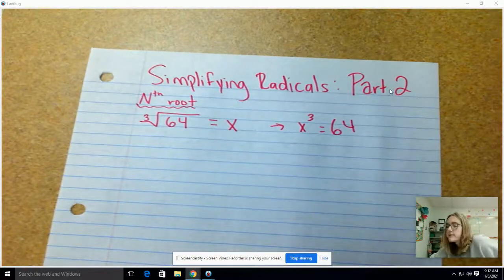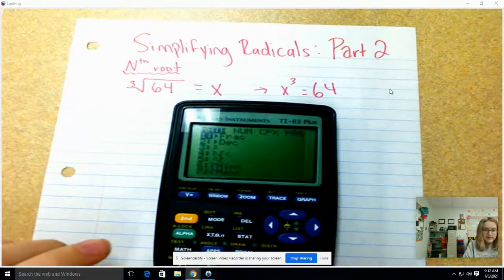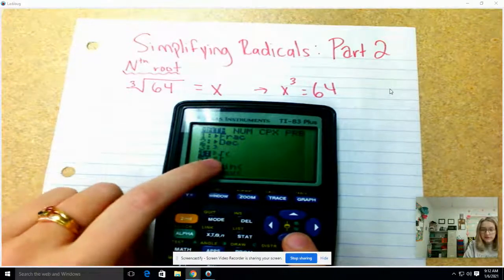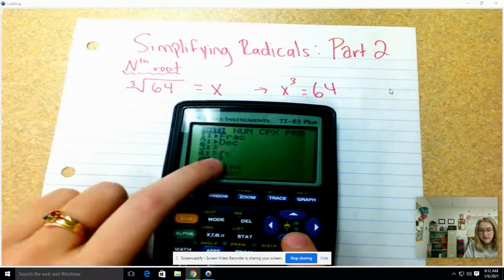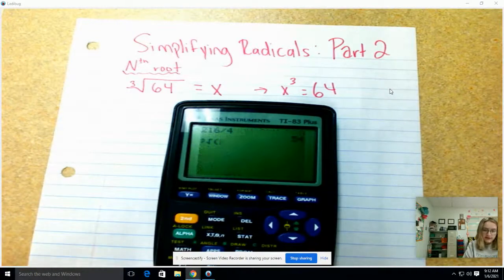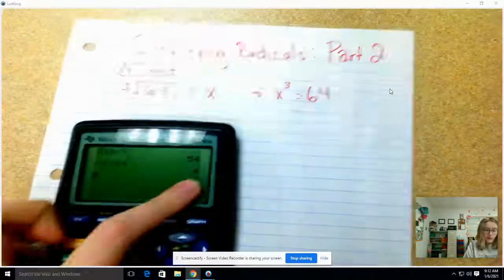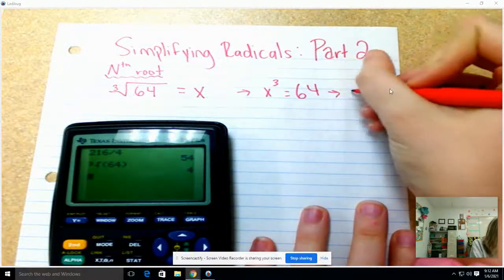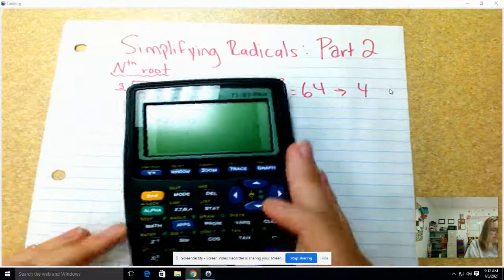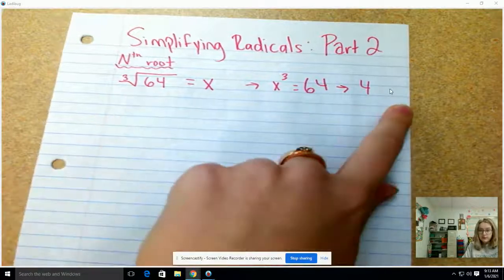In our calculators, it's a good tip to know: if you go to math and then scroll down to number 4, that's the cubed root. Number 5 is the x root, so you can type in whatever index, if it's the 4th, 5th, 6th, whatever it may be. You can hit 3 radical and then type in 64, close your parentheses, and it's going to tell you 4. If we wanted to check that, 4 times 4 times 4 gives me 64. So that's what the cubed root means.